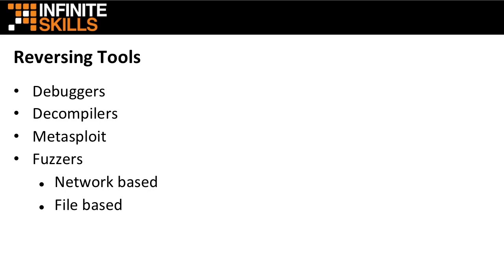We will also look at a family of decompilers. A decompiler lets you take a compiled application and turn it back into C code. Once it's back into C code, you can look for some standard flaws in that code.